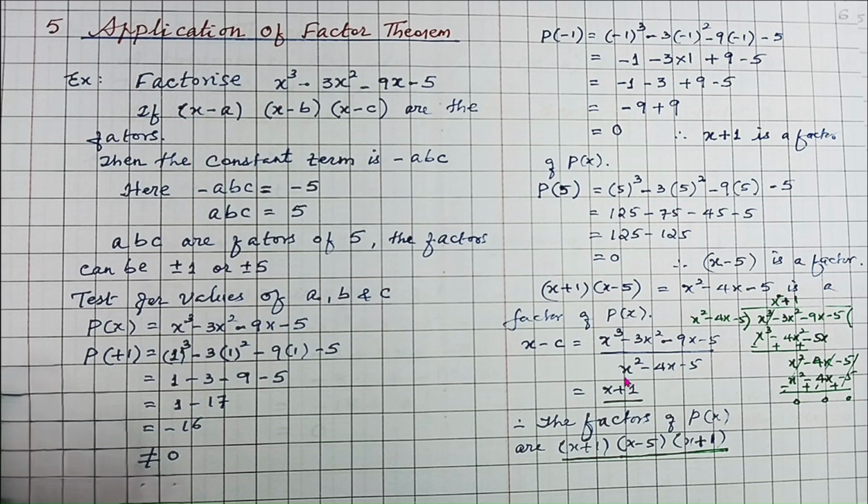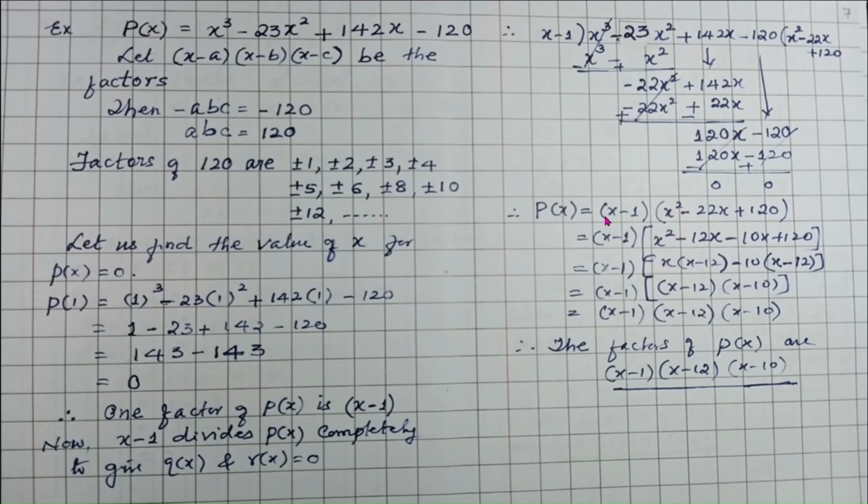Therefore x plus 1 is the quotient, and x plus 1 is the third factor of this polynomial. So in all, x cube minus 3x squared minus 9x minus 5 has three factors, and the factors are x plus 1, x minus 5 and x plus 1. So these are the three factors. It's a very important method, so practice this so that the method is clear. Let us see another example.